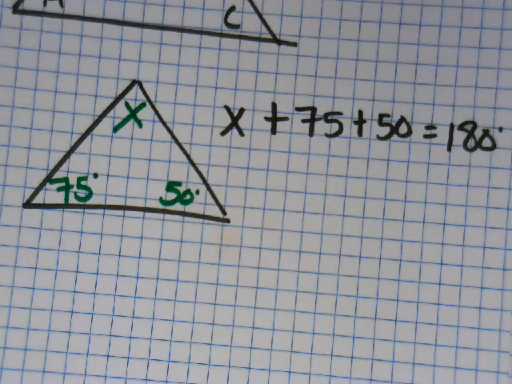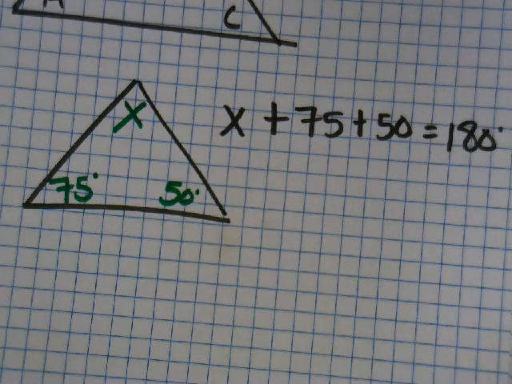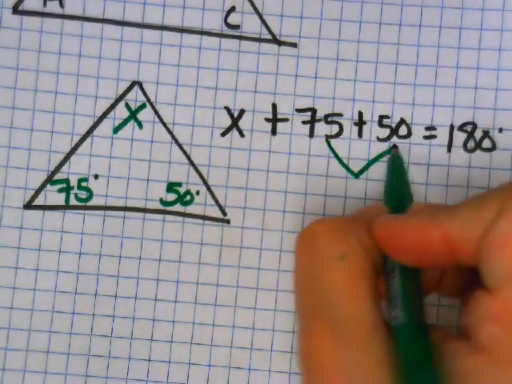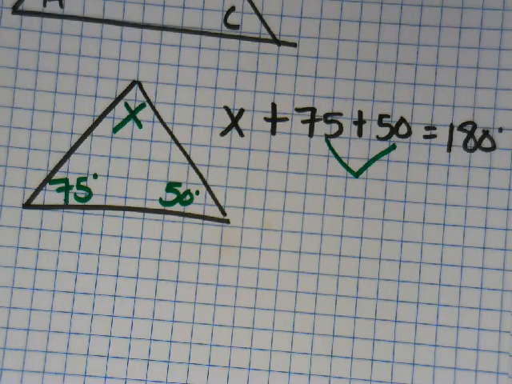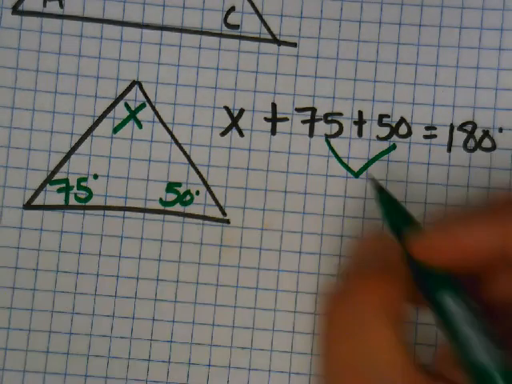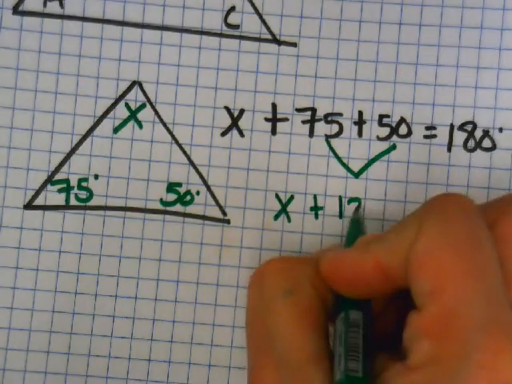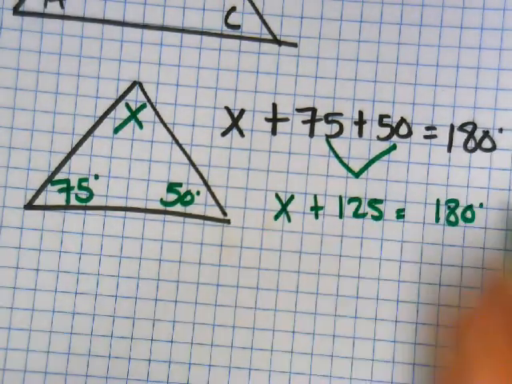Okay. That's one way, Juan. Juan said add 75 and 50. That's easy. There's another way. Move the 50 first, then move the 75. Whatever you want to do, go for it. I'm going to do Juan's way because he was the first one to say it. So I'm going to add those 2 numbers. What is 75 plus 50? 125. So I have X plus 125 is equal to 180.